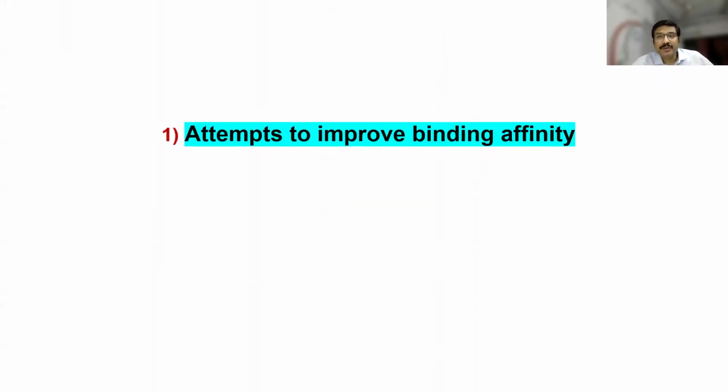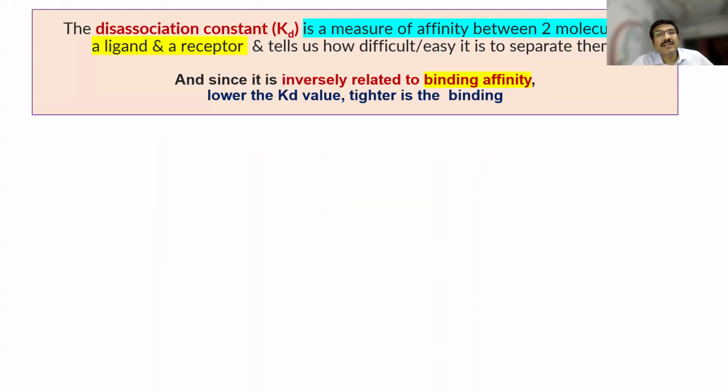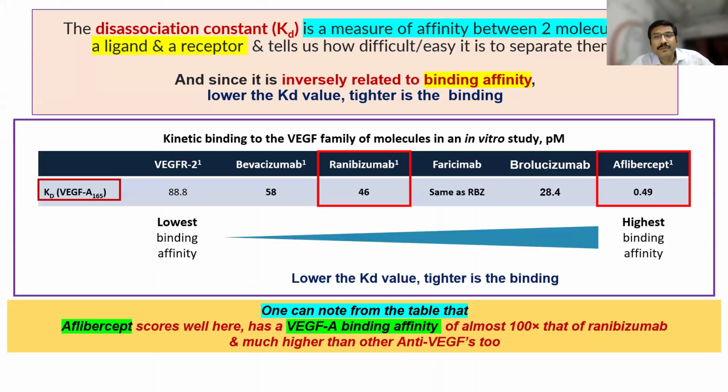Now, talking about the first one, attempts to improve the binding affinity. The dissociation constant, Kd, is a measure of the affinity between two molecules, that is the ligand and the receptor, and tells us how difficult or easy it is to separate them. And since it's inversely related to the binding affinity, lower the Kd value, tighter is the binding. One can note from the table that aflibercept scores well here and has a VEGF A binding affinity of almost 100 times that of ranibizumab and much higher than the other anti-VEGFs as well.